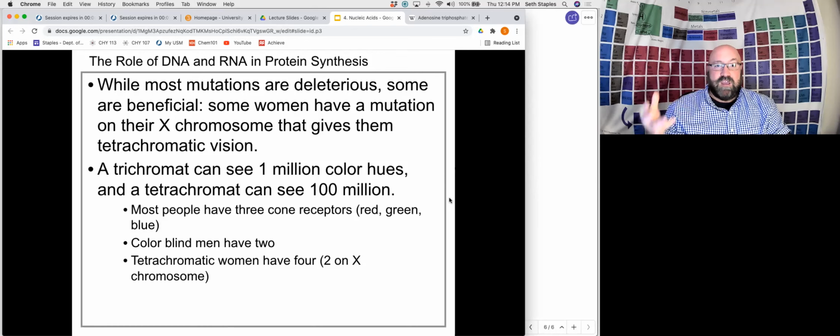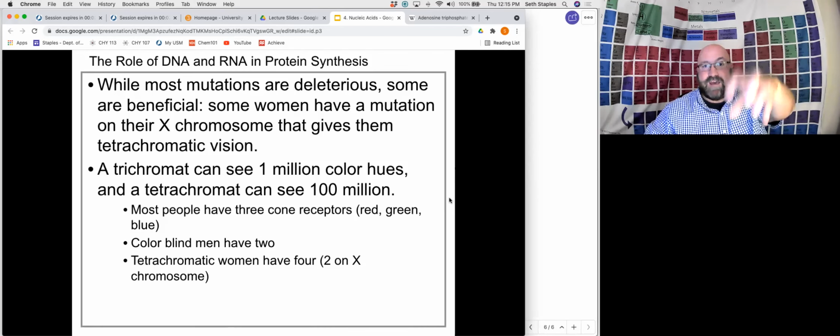Most people have red, green, and blue cone receptors. Colorblind men only have 2, and colorblindness is much more common in men than it is in women, because it is, if I remember right, a recessive X-linked trait. I'm not positive on that. I don't remember my genetics as well as I should, but I'm pretty sure that it's a recessive X-linked, which means that if your mother passes it on to a son, then the son only has that one X and doesn't have another X to compensate.